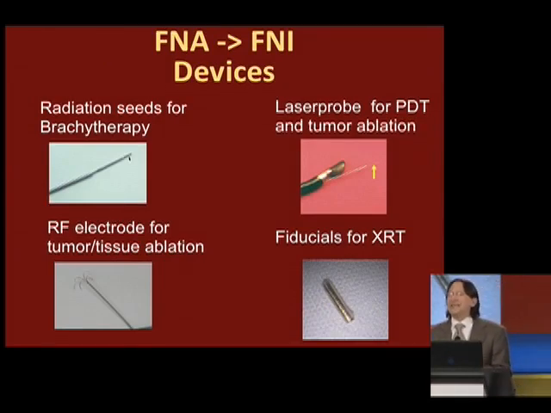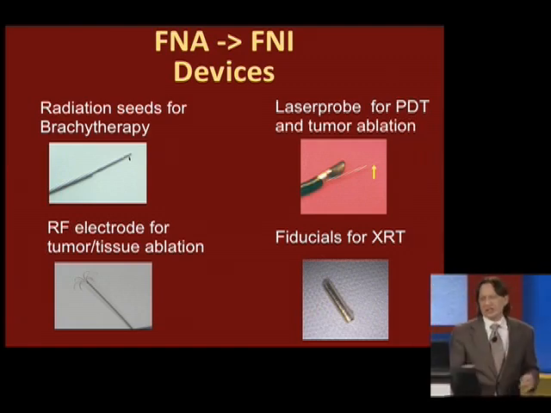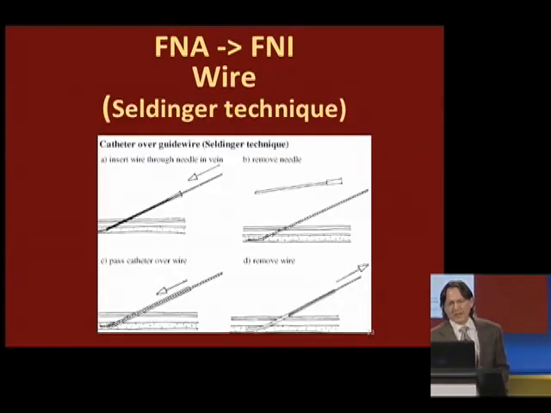We could also implant, rather than inject, implant a device through that very same needle. It could be a radiation seed for brachytherapy. It could be an RF electrode. We heard a little bit about that today for tumor or tissue ablation, a laser probe for photodynamic therapy or tumor ablation, or even just a fiducial to assist in radiation therapy.